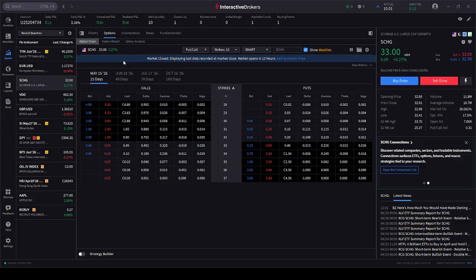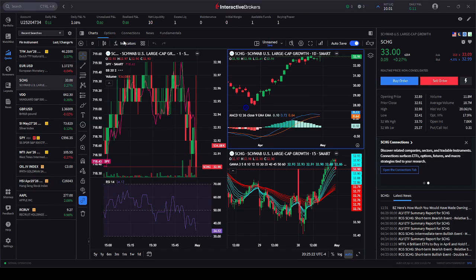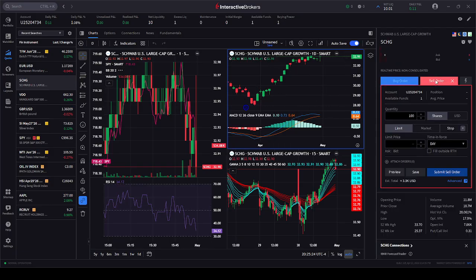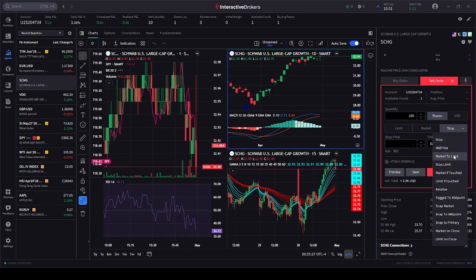Next, log into the Trader Workstation or the web platform provided by Interactive Brokers. Enter the stock symbol that you want to short sell into the order entry panel. Specify the number of shares you wish to sell short and ensure that you check the Sell Short option. You can choose to place a market order for an immediate execution or a limit order if you want to set a specific price at which to short sell.